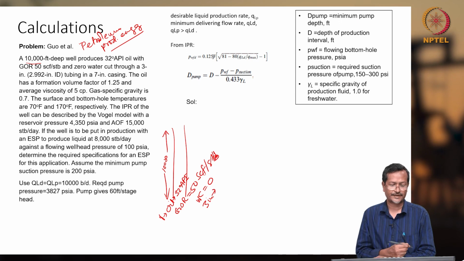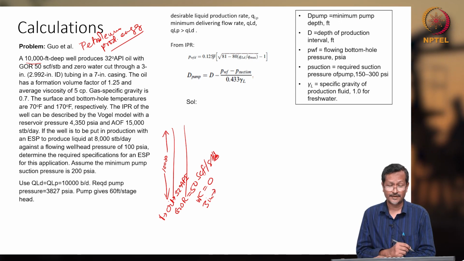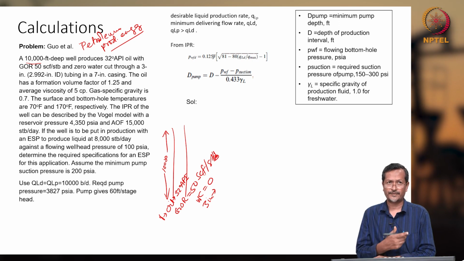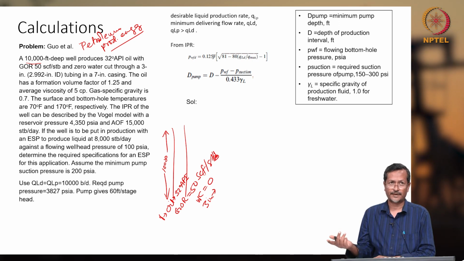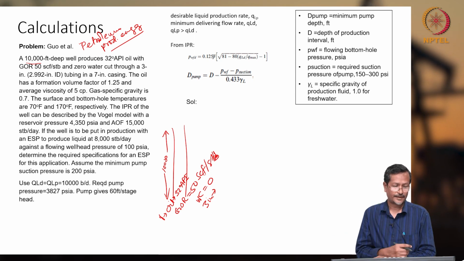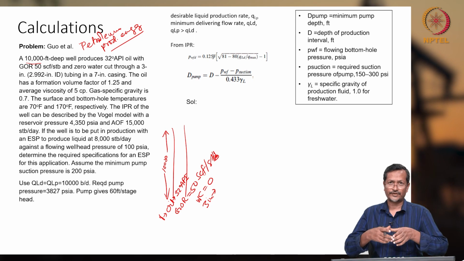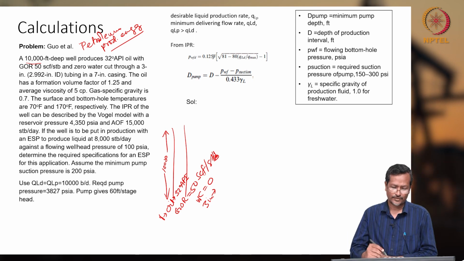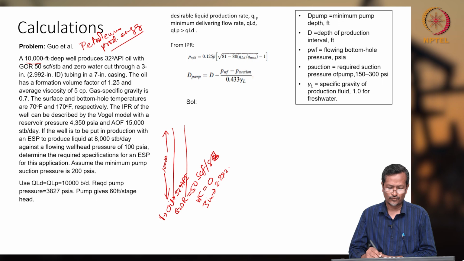Tubing size 3 inch is given. That means this outer diameter is given. Inner diameter is 2.992. And how do you get 2.992? It may be given in the problem, or you have to find some table, API table. From there you can get 2.992, that inner diameter. Because this fluid will be flowing through the pipe, you need to know this 2.992 inch ID.